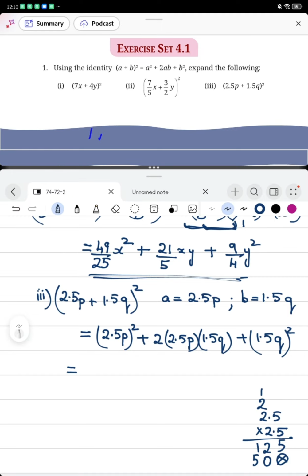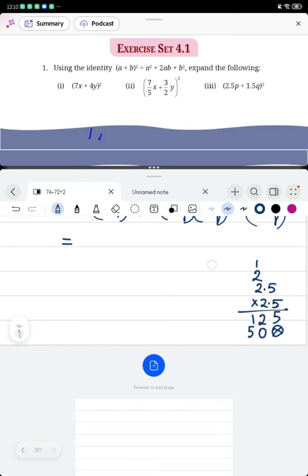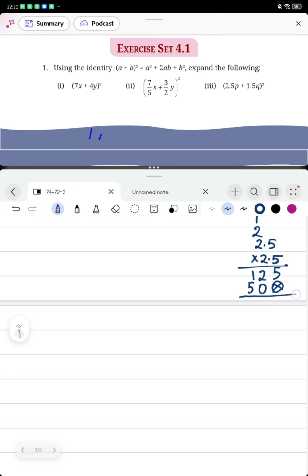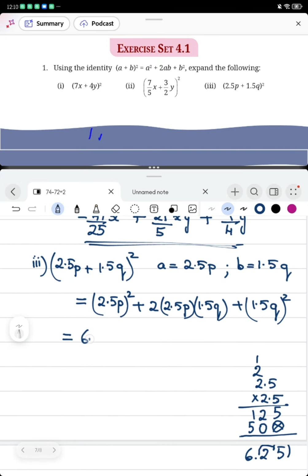So this is the multiplication. Now what we do is we add. When you add, this is 5, this is 2, and this is 6. Now we have to put 2 decimal places. So after this point, it is 2 decimal places backwards. So our answer is 6.25p square. Then now we have to multiply 2 into 2.5 and then that one into 1.5.